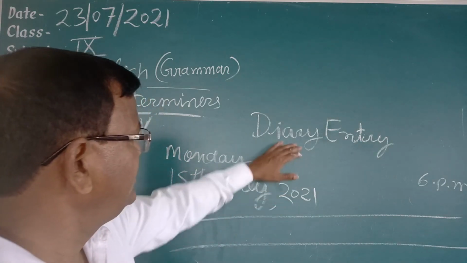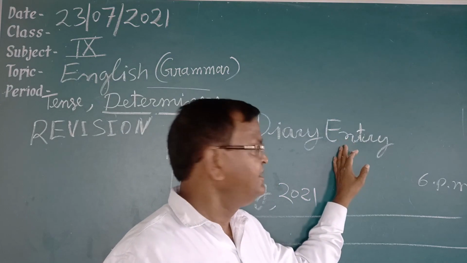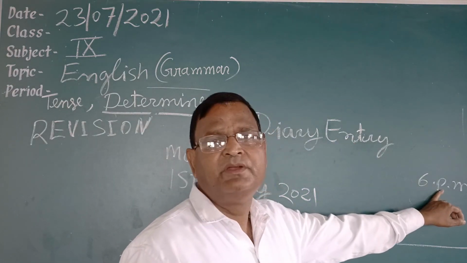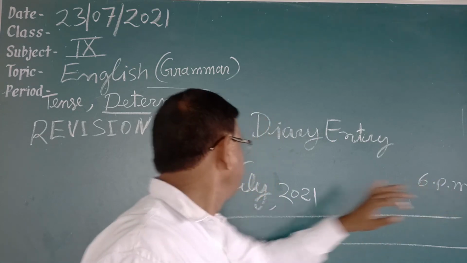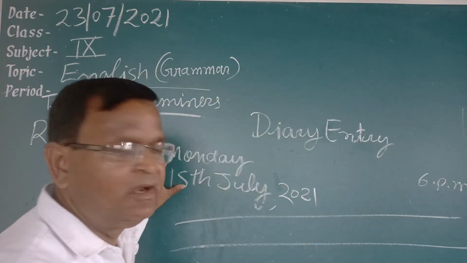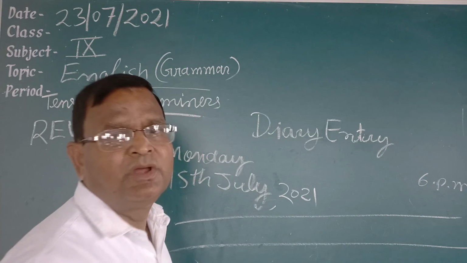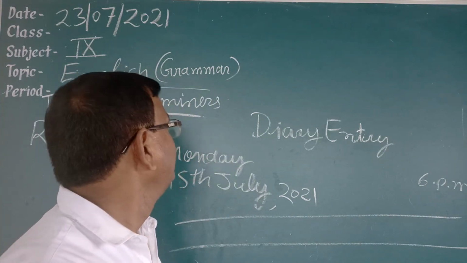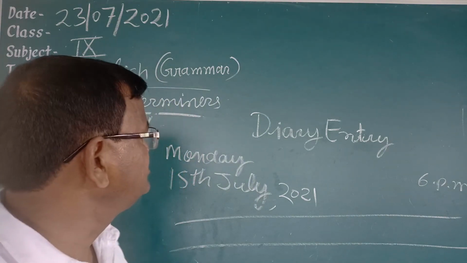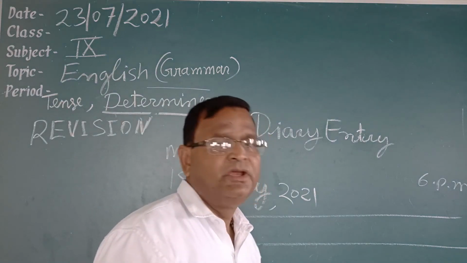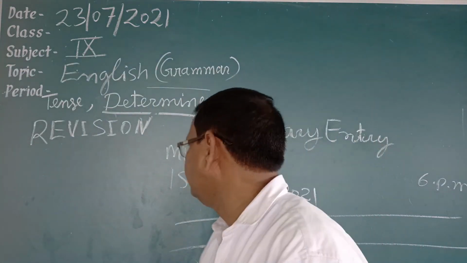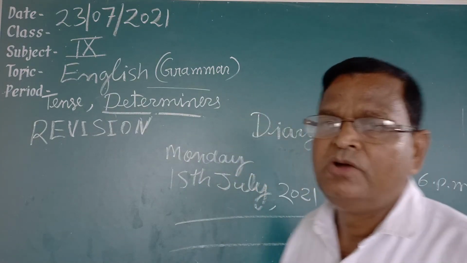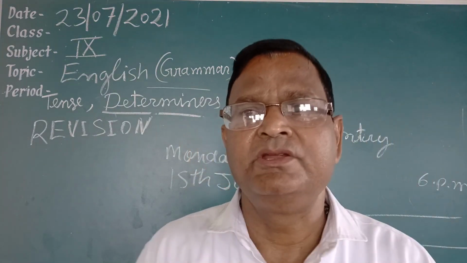In this way, while you are writing the diary, you should write diary entry, and 6 p.m., 7 p.m., 8 p.m., whatever time you are mentioning, you should write in PM, and on this side name of day, date and year. Then the content, then either you can write your name or not. Students, in this way, you have revised today grammar tense and determiners, and the writing section, diary entry. You have to prepare all the things that I have taught you. Thank you.